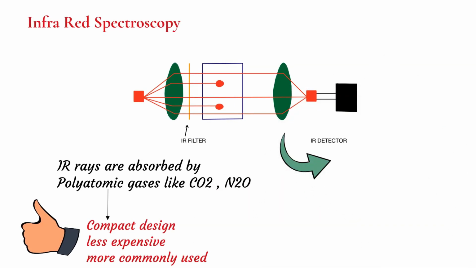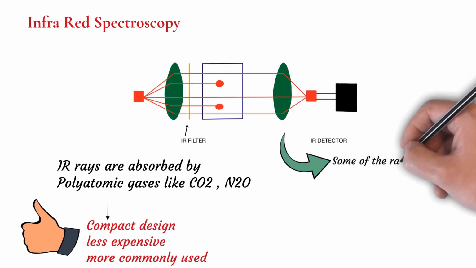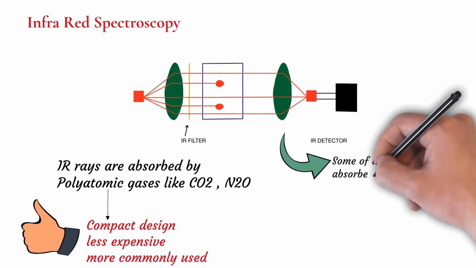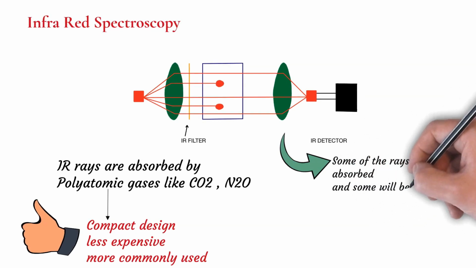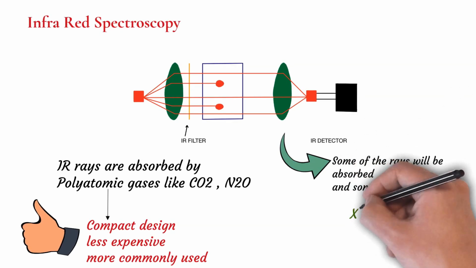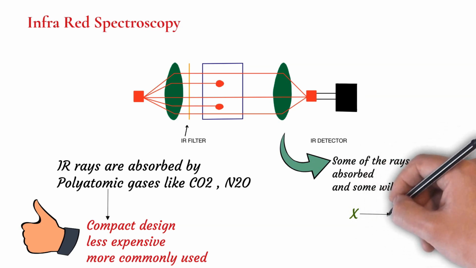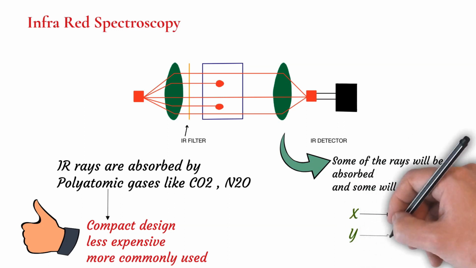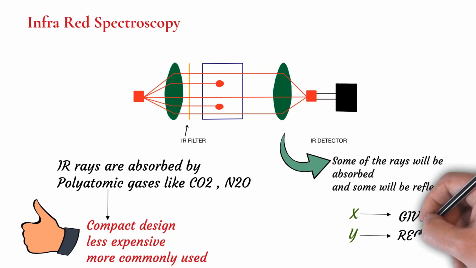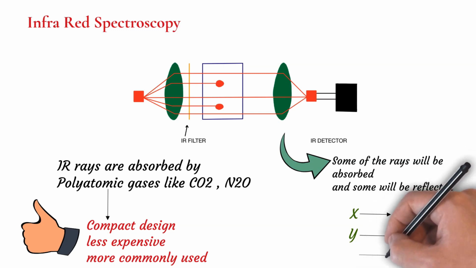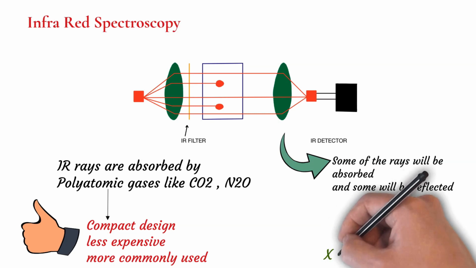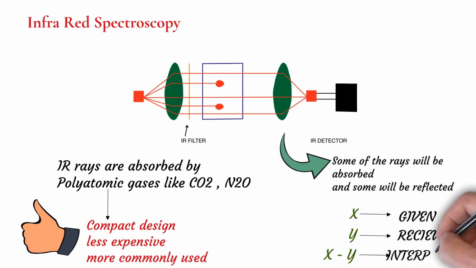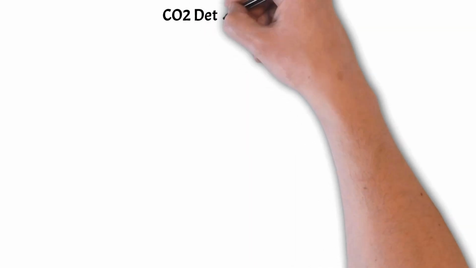What happens here is some of the rays will be absorbed and some will be reflected. Suppose X is the ray which is given and Y is the ray which is received. So X minus Y will be interpreted and it will be plotted as CO2 against the time. So this is how infrared spectroscopy is done.